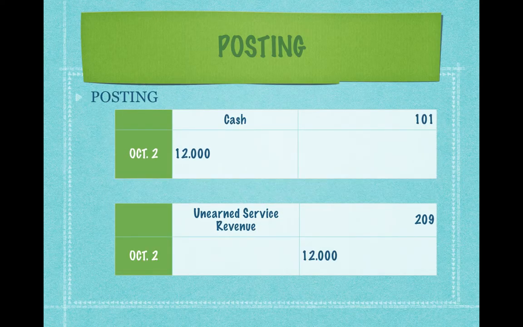Alright, so this is the general ledger. We post the journal entries over here. We can see that this particular table for cash is increasing on the debit side, and the particular table or the general ledger for unearned service revenue is increasing as well on the credit side. Let's move on to the second case.